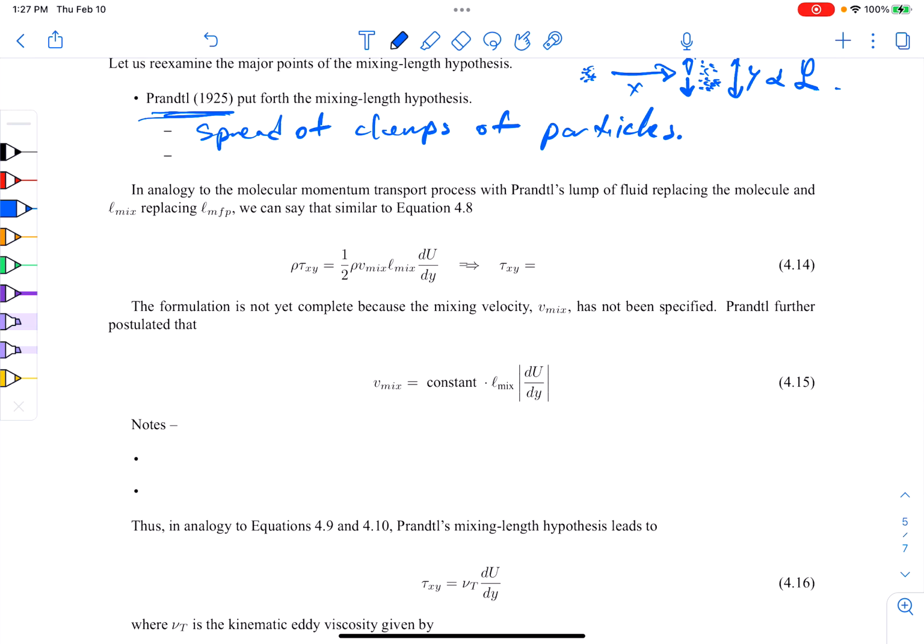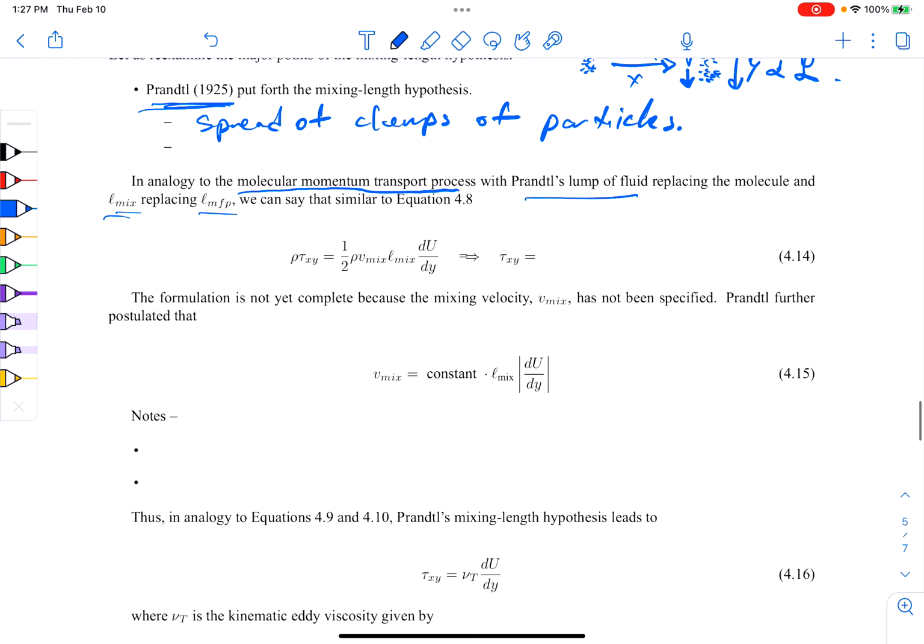So if we take this analogy of the molecular momentum transport for Prandtl's lumps of particles, we replace the length of the mean free path just with L_mix, with the relations we used previously. And by analogy, he would write that the shear stress goes as 1/2 of the velocity of mixing times the length scale of mixing. So these are our typical velocity and length scales, times partial u partial y.